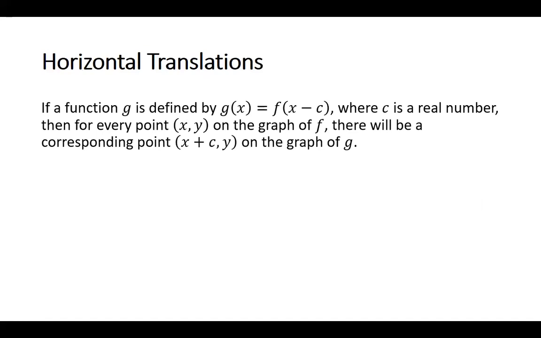Horizontal translations work very similarly. If a function g is defined by g of x is equal to f of x minus c, where c is a real number, then for every point x, y on the graph of f, there will be a corresponding point x plus c, y on the graph of g. What I will point out with this is that it's the same idea, except now we're affecting the input, f of x minus c. So we're going to be doing a horizontal shift.